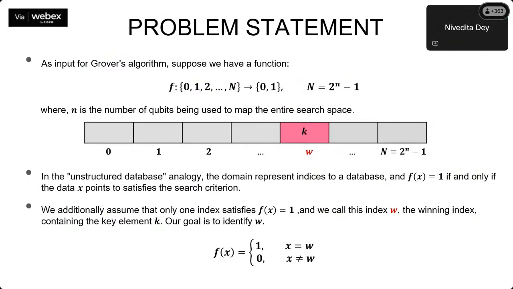This is the overall encoding. So an input to Grover's algorithm is, suppose we have a function f of 0, 1, 2, 3, and so on till n. Then it will be mapped to 0 or 1 first, where N is the total number of items and it is equal to 2 to the power n minus 1, where small n is the number of qubits.